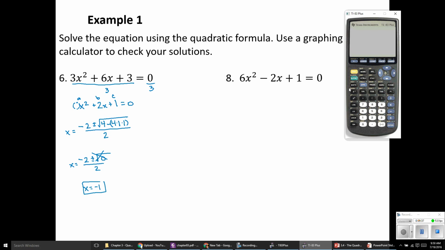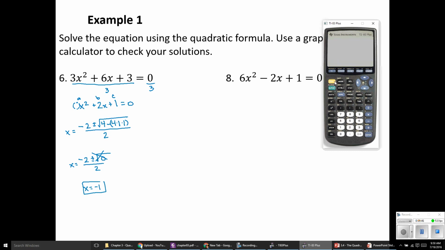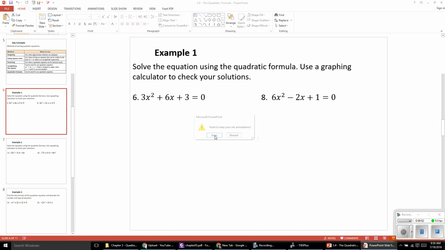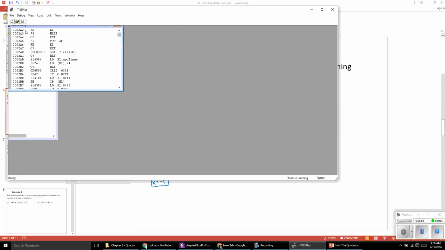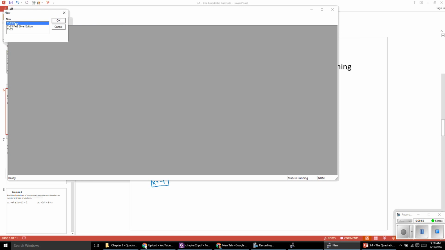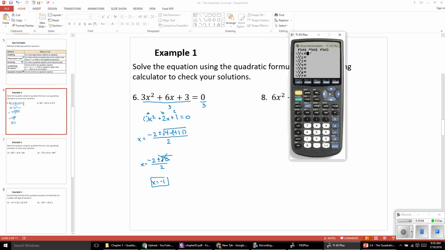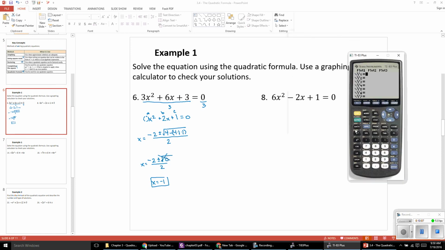Ooh, it's glitching out on me here. Well, let me open this up again. So open a new 83 plus. I had it all ready to go, but for some reason it's not liking it. So here we've got 3x squared plus 6x plus 3. And if we graph that, you can see that it sure looks like our graph crosses the x-axis at x equals -1.